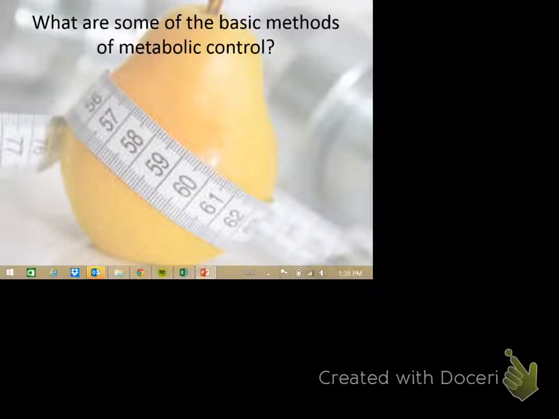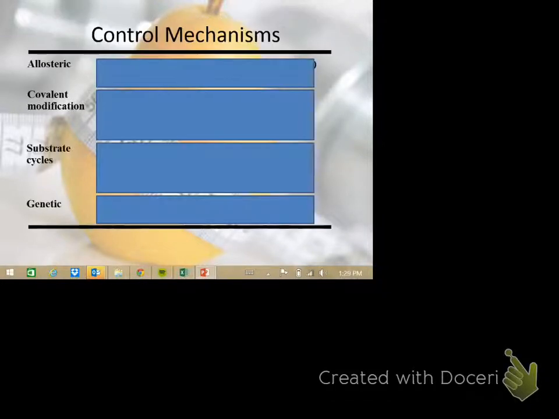All right. So now we have to start to discuss some of the basic methods of metabolic control. And there are 4 major classes of these. I do expect you to know what these are and also be able to give specific examples, especially by the end of the semester, when you'll be able to give lots of different examples. So these are the control mechanisms, with the big boxes on them. We have allosteric, covalent, substrate cycling, and genetic.